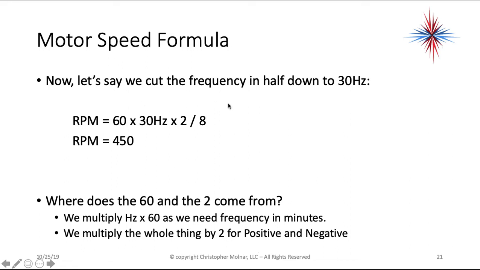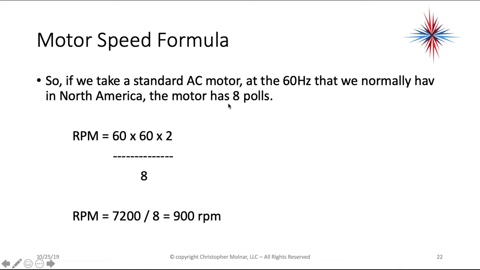So here, if we take the standard AC motor at the 60 hertz we would normally have in North America, and the motor has 8 poles. This is just an example. We take our 60 times 60 times 2, which is 7,200. We divide it by 8, which gives us the 900 RPM.